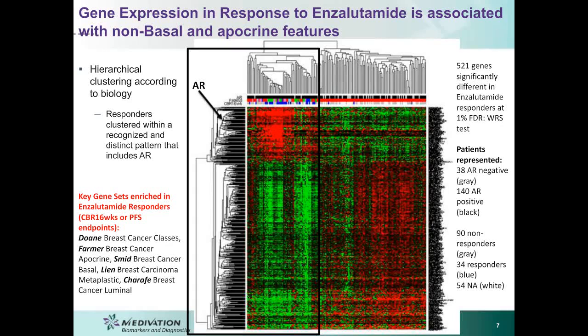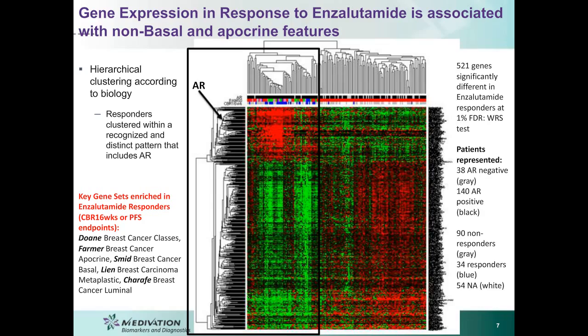Prior to going deep into biomarker development, we first wanted to understand whether there were associations with response. What we're looking at here is a heat map indicating the gene expression of 521 genes that were significantly associated with enzalutamide response. The color bar on the top indicates those that are AR positive by IHC in black, and those in gray at that top color bar were AR IHC negative, and thus were not part of this intent to treat population.